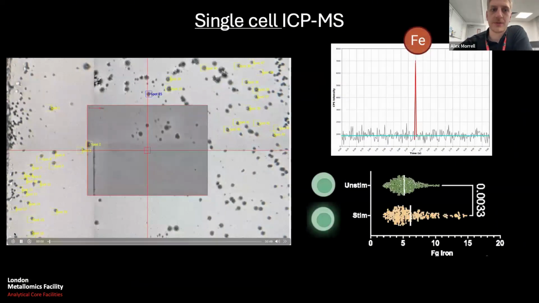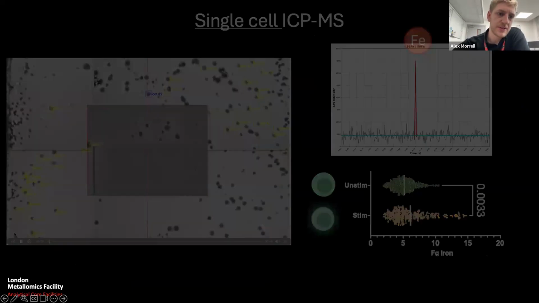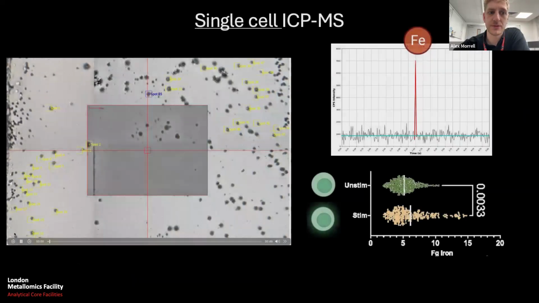The next technique I want to talk to you about today is single cell ICP-MS. Whilst I said on the previous slide that we can take a bunch of cells, usually hundreds of thousands of cells, digest them and work out how much metal is in a specific cell population, now we'll go in and ask, how can we do this at a single cell level? So looking at the metallome of a single cell.